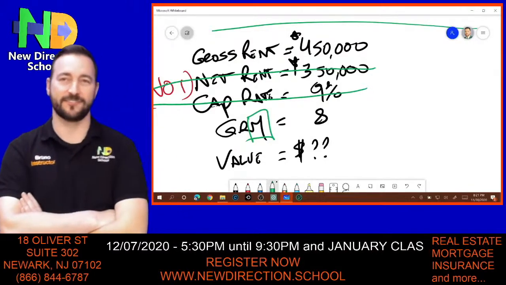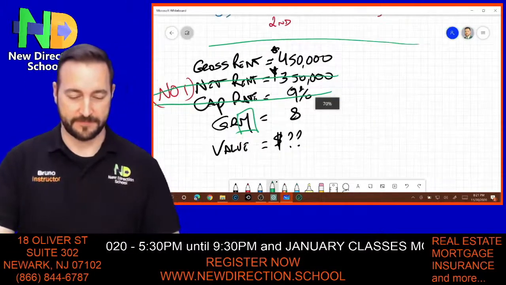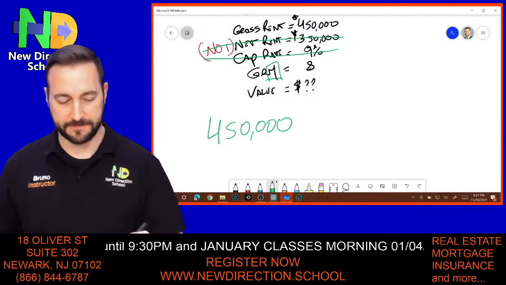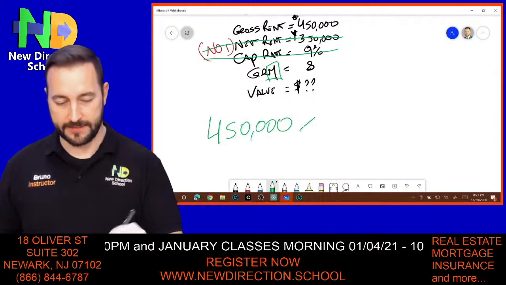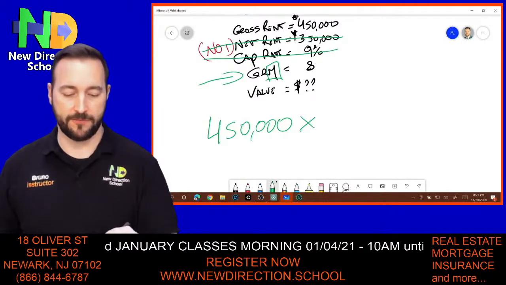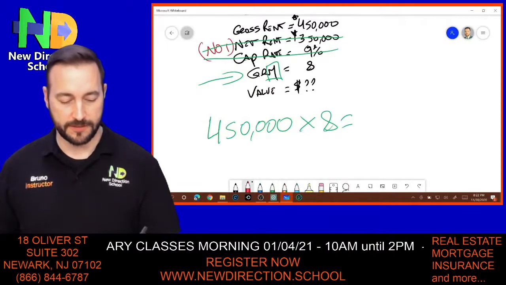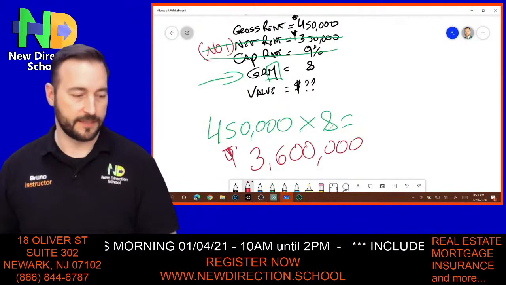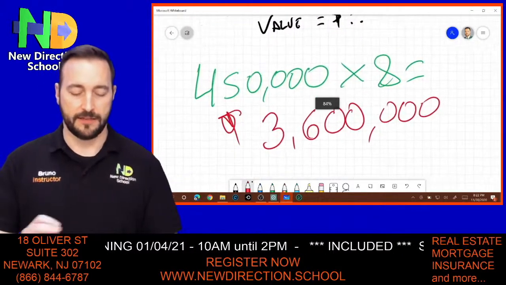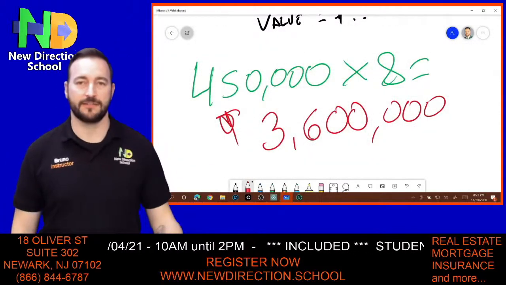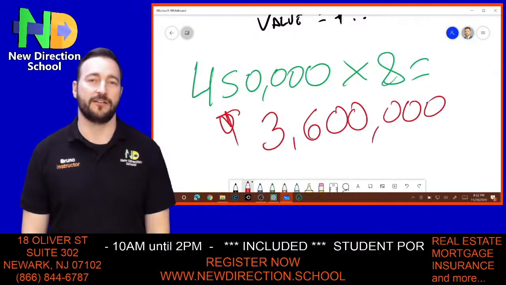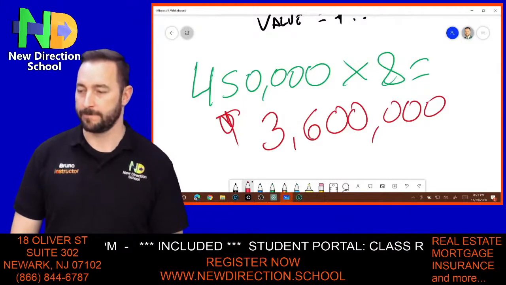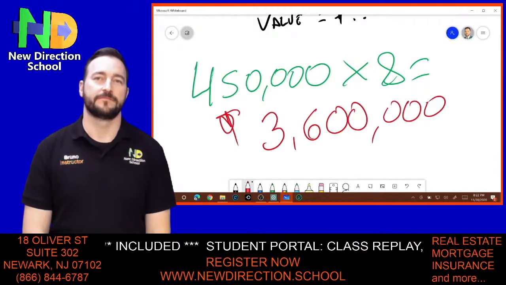All right, the correct answer is $450,000 gross rent times the GRM, or gross rent multiplier, which is 8. That equals 3,600,000. This is the value of the property. The gross rent multiplier strategy is as simple as this. There's a multiplier for a reason. You multiply by 8. The answer is 3.6 million. Okay? Good?